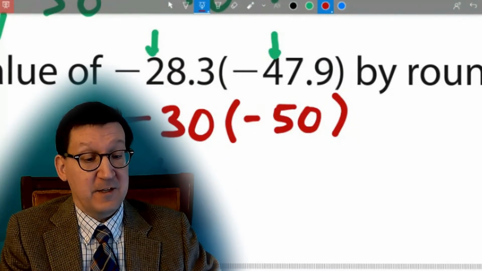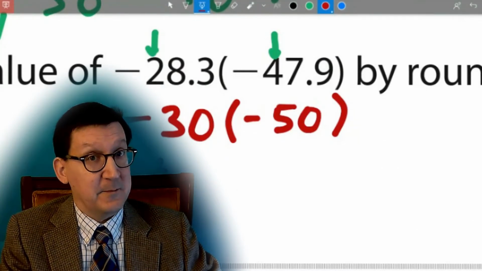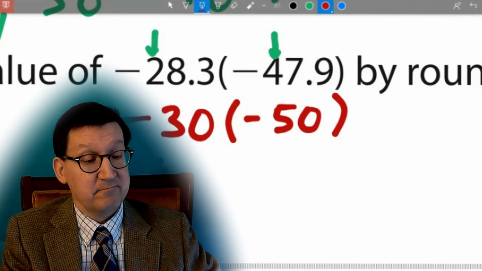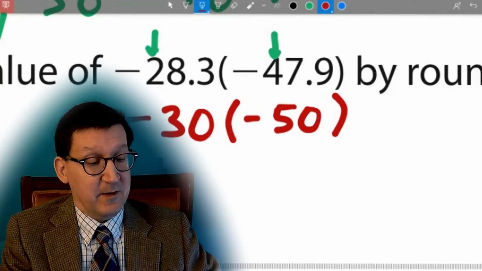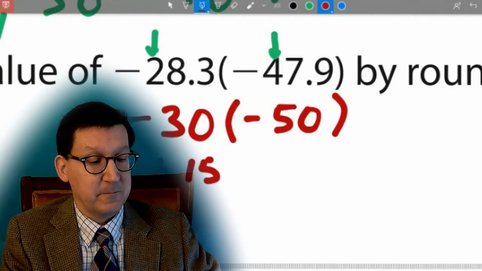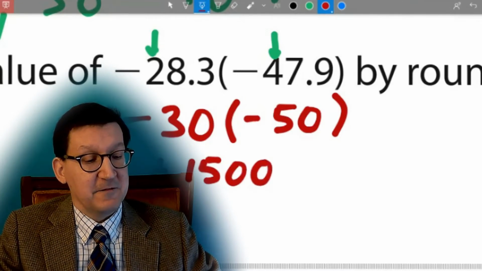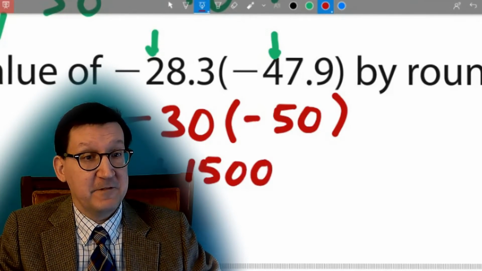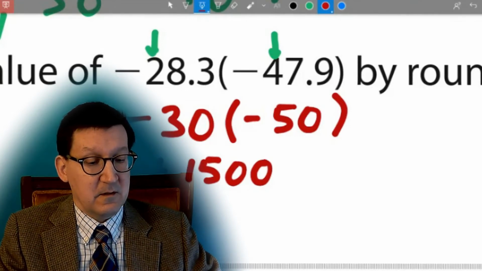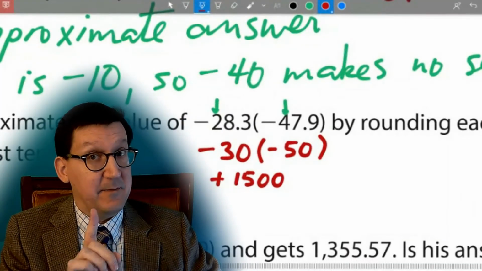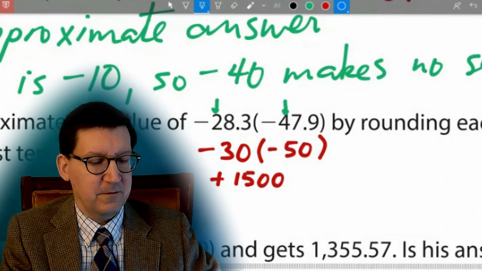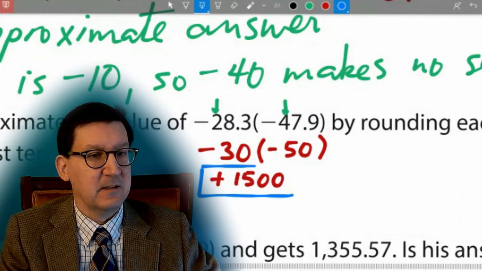And so what's 30 times 50? Well, 3 times 5 is 15. And that's both in the tens place. So we have 3 times 5 is 15, and we have those two trailing zeros you put on there. So negative 30 times negative 50 is positive 1,500. So that is our estimation, right? It's not the actual answer, it's our estimated answer for that. It's 1,500.